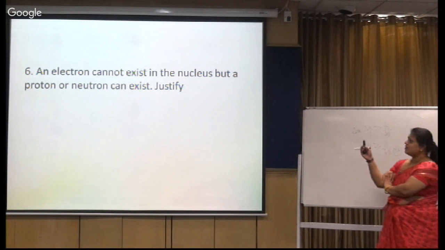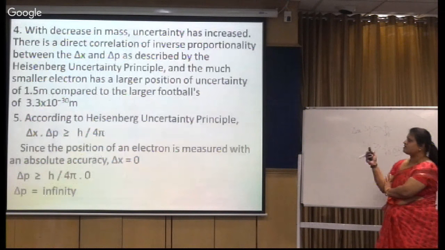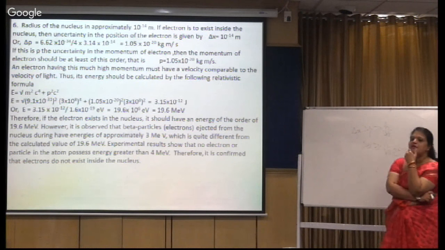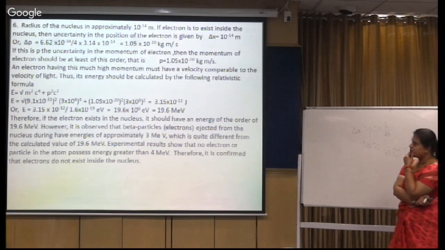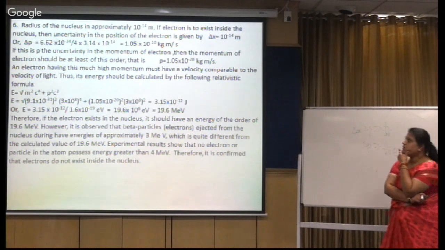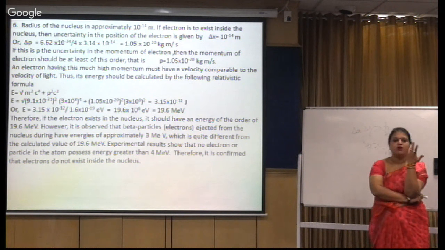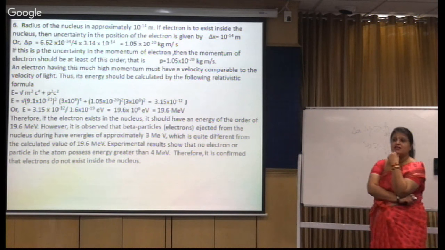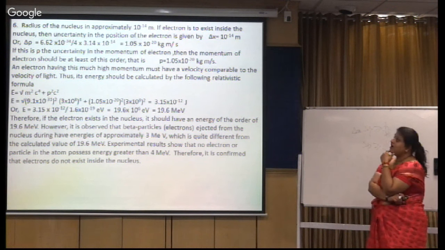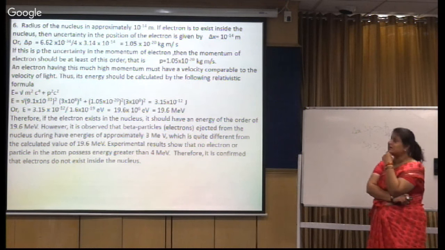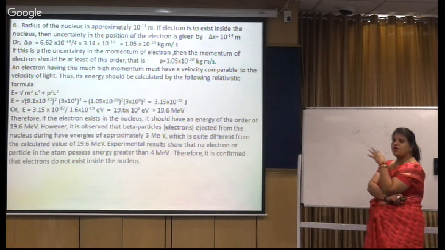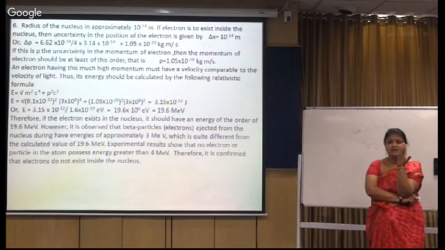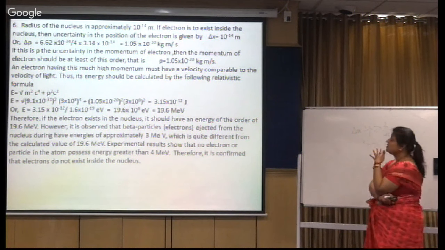But at the same point of time, an electron also cannot exist in the nuclei. This again can be solved mathematically. See, we all know that the radius of the nuclei is of the order of 10 to the power minus 14 or minus 15 meter. And if an electron is to exist inside that nuclei, then the uncertainty in the position, delta x, of that electron should be of the order of the size of the nuclei, that is 10 to the power minus 14 meter.